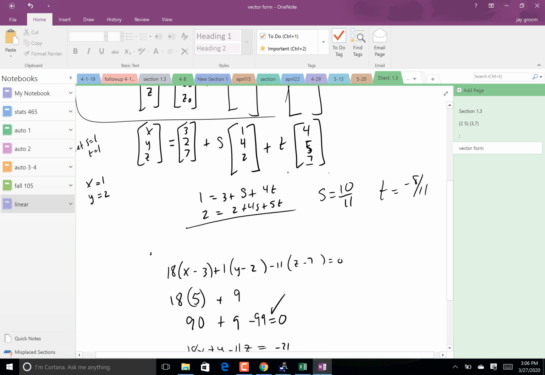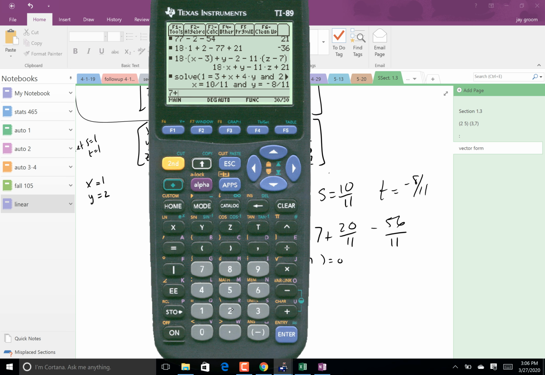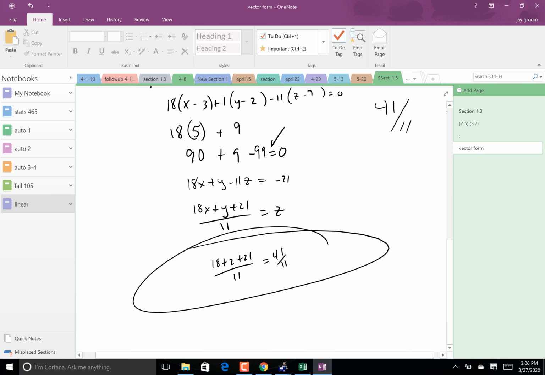Anyway, here what I was trying to do is plug these back into that equation. So you're going to get z equals 7 plus 2 times 10 11ths is 20 11ths. And then 7 times 8 11ths is minus 56 11ths. And so you're going to get 7. Hey, 41 11ths. What do you know? It better be the same. It's the same plane. Yes! All right. Anyway, what I wanted to show you was it's so much easier to use this format.